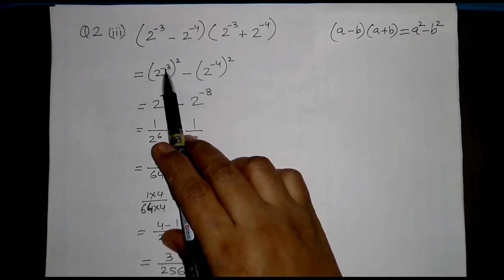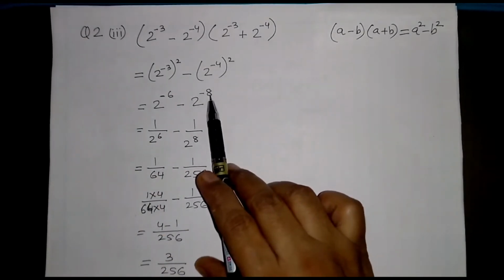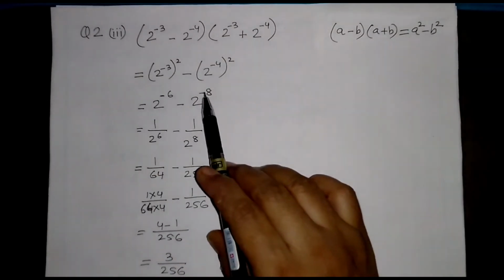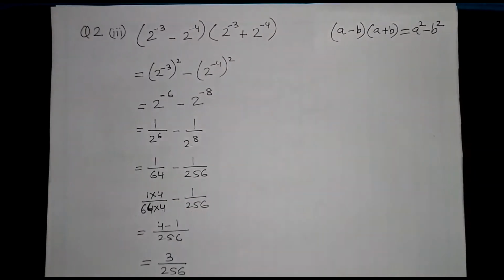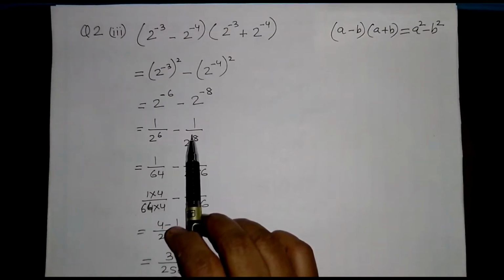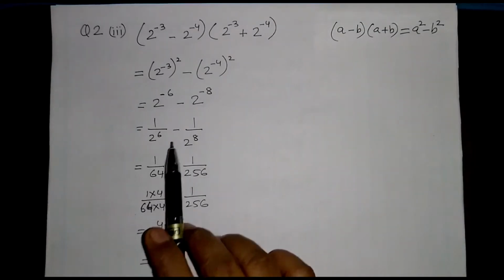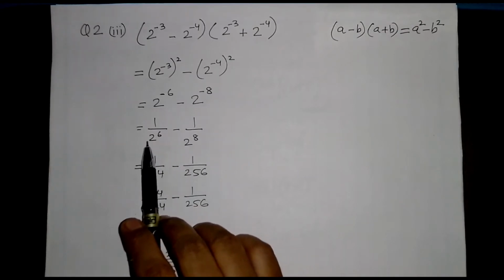We'll multiply then. Minus 3 into 2 is minus 6, minus 4 into 2 is minus 8. Now what to do? This negative has to be made positive by writing its reciprocal. We have here 1 upon 2 raised to 6 and 1 upon 2 raised to 8. Now can we subtract these directly? No, because these denominators are different. We have to equalize them first and then only we can subtract.